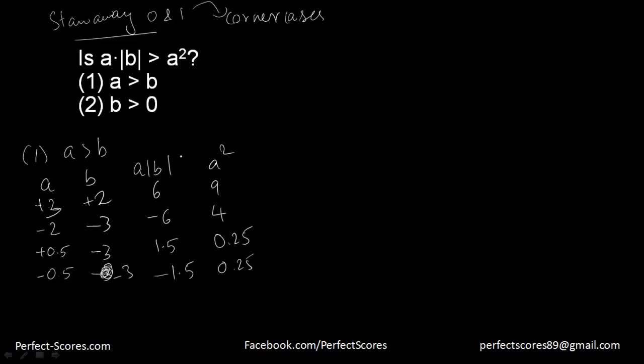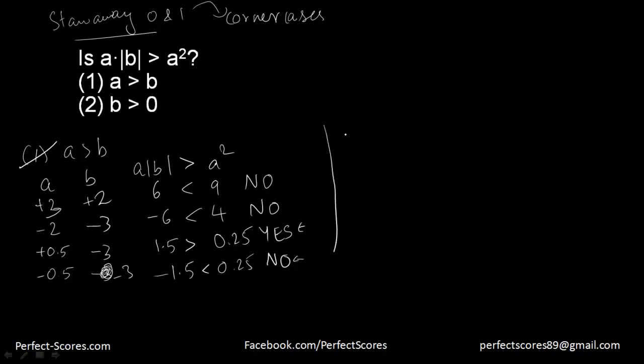Now this should be greater than this, so it's lesser here, that means it's a no. It's lesser here, again it's a no. It's a greater value here, which means it's a yes, and it's this way here, that means it's a no. That means I have a yes and I have a no. That means what? This statement is insufficient.